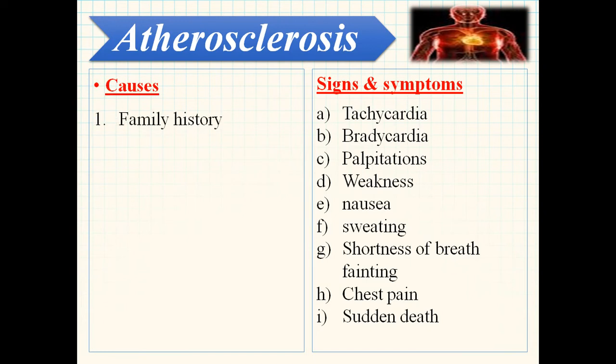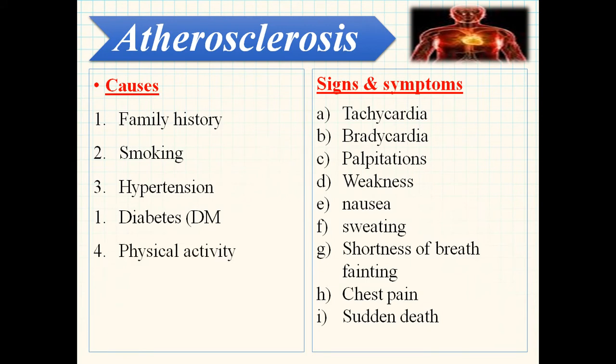Causes of atherosclerosis may be family history. If one of the family members has atherosclerosis, it may exist in the patient. Smoking, high blood pressure, diabetes, physical inactivity. If patients do not do some physical activities, it increases the risk. Obesity and of course alcohol. Signs and symptoms of atherosclerosis are tachycardia, bradycardia, palpitations, weakness, nausea, sweating, shortness of breath, chest pain, and sudden death.